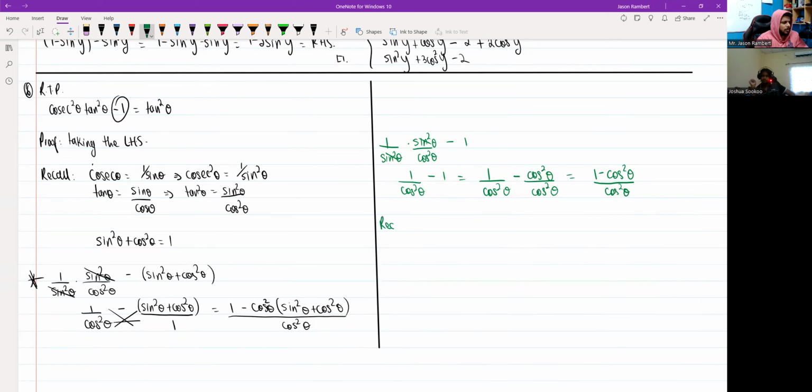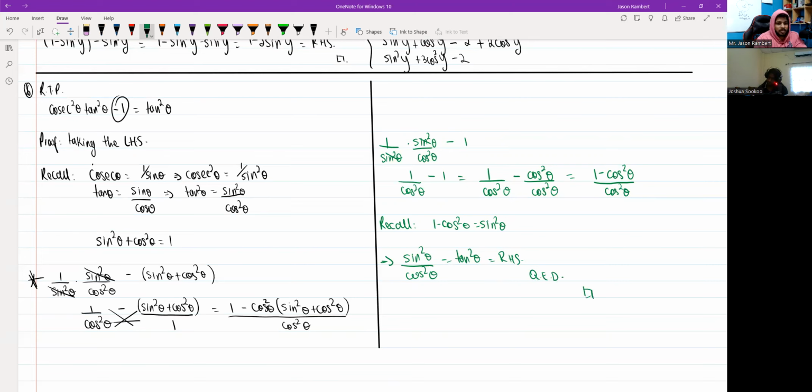And now I recall that I have the base identity recalled already in the first place. So cos squared theta, 1 minus cos squared theta is sine squared theta. So I end up with sine squared theta over cos squared theta, which is tan squared theta, which is equal to the right-hand side, QED.